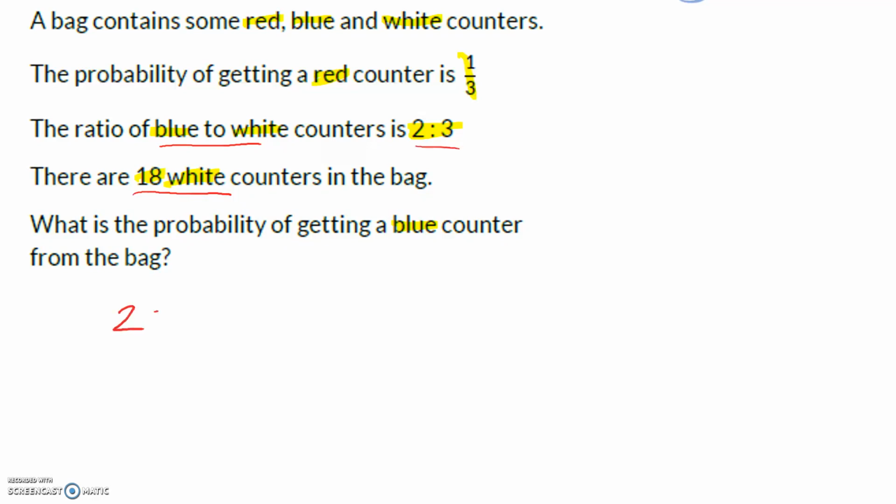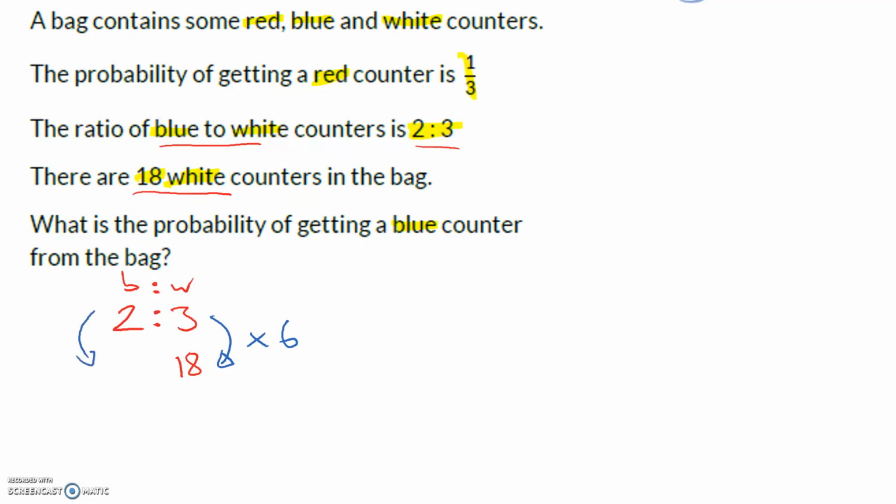So let's write that down. We've got 2:3 is blue to white. And we also know there are 18 white counters in the bag. So really we want to multiply this ratio up so we've got something to 18. So what do we do to that 3 to get 18? Well, it's multiply by 6. 3 times 6 is 18.